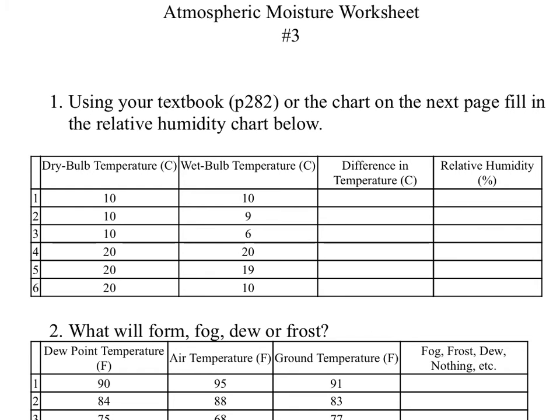Okay, I'm going to run through a few examples. This first one, we're looking at calculating the relative humidity. So we need the dry bulb temperature, which is 10 for this first example, and the wet bulb temperature, which is also 10 for this example. So the difference in temperature, we would take 10 minus 10. That would equal 0. Difference means subtract.